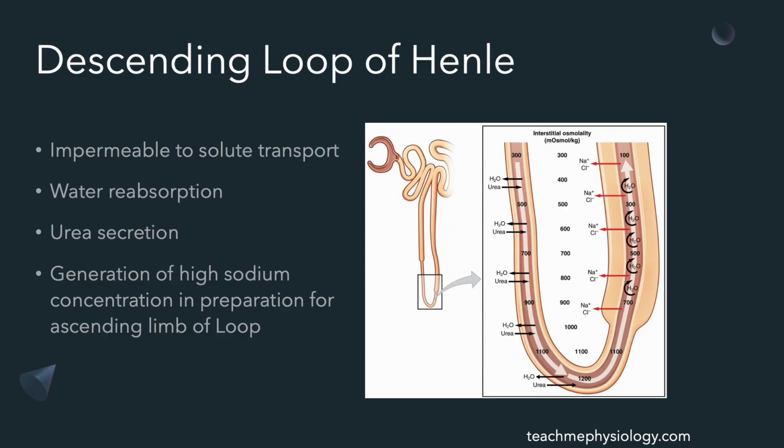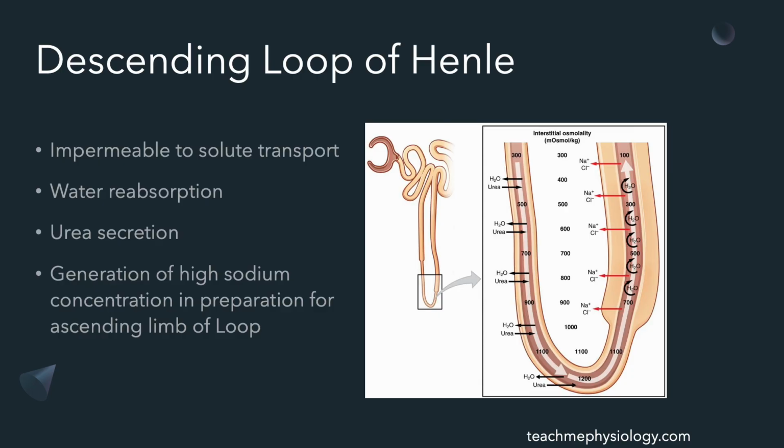The descending limb of the loop of Henle does not necessarily partake in the movement of sodium, but is important at reabsorbing water and creating concentrated filtrate. It is also the site of urea secretion, as not only is urea filtered in the glomerulus, but it is also secreted in this portion of the nephron, allowing for greater urea secretion.